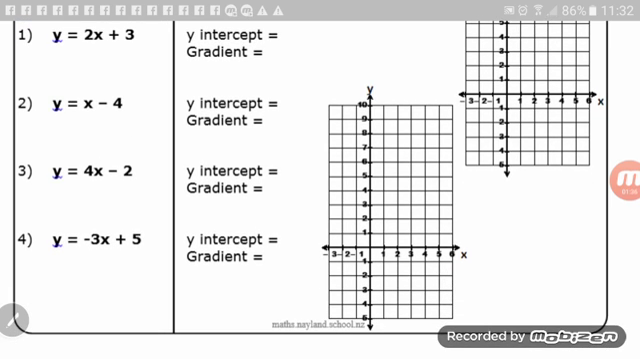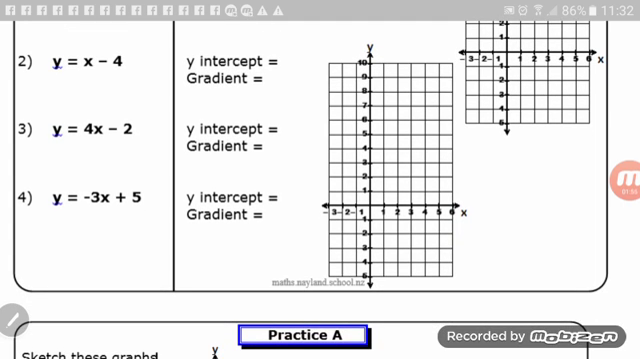Okay, next one. Our y-intercept of number 3 is going to be -2. It's our constant number. It's always over here. Our gradient is the number in front of the x, which is 4.